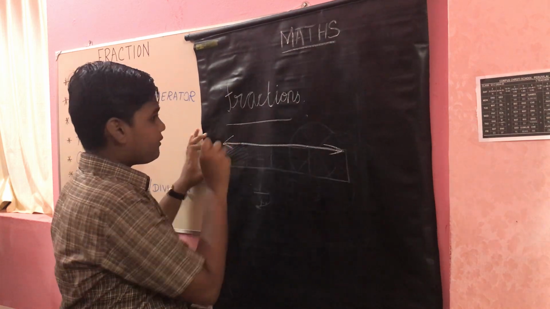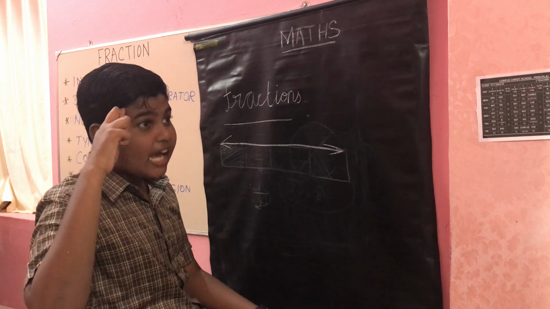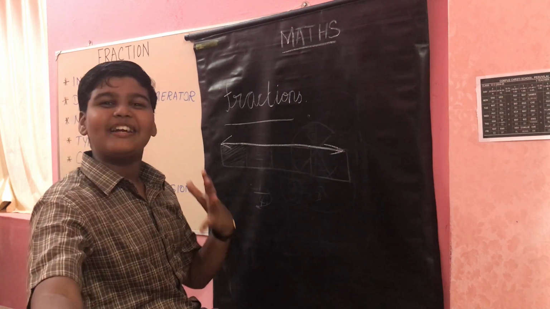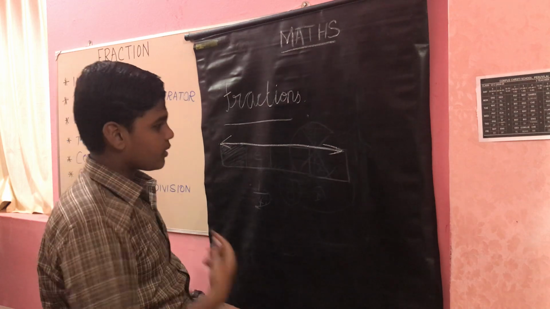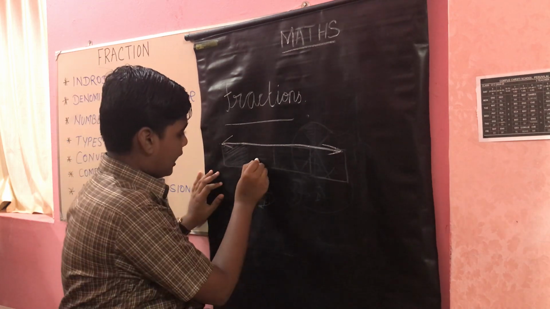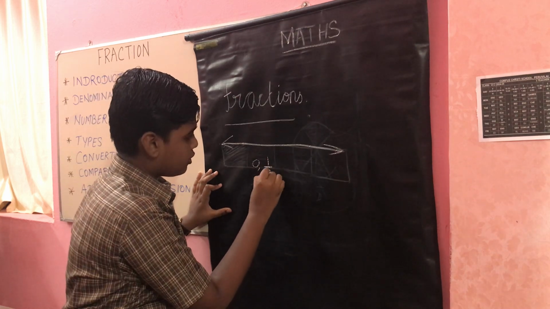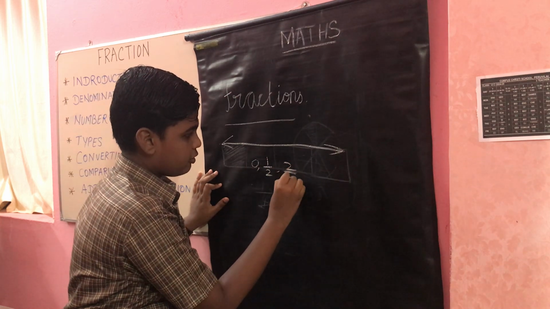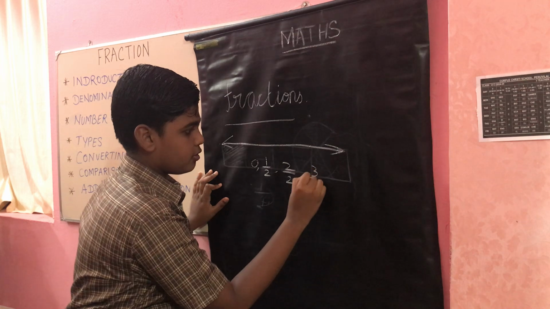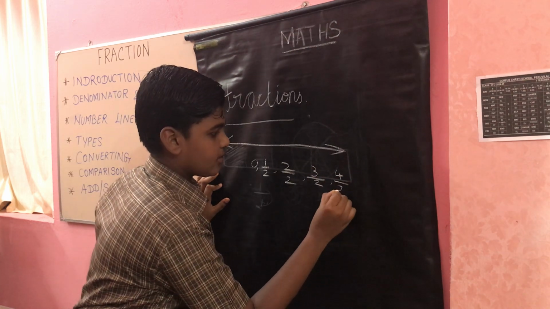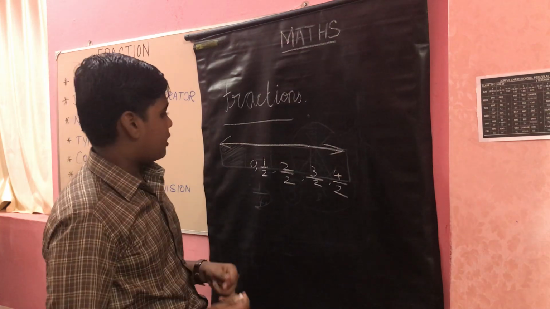So you will be feeling very confused. Fraction on a number line? How is that possible? I will make it simple for you. Okay, now I'm going to mark 0, 1 by 2, 2 by 2, 3 by 2 and 4 by 2 on this number line. Okay, now we can mark.